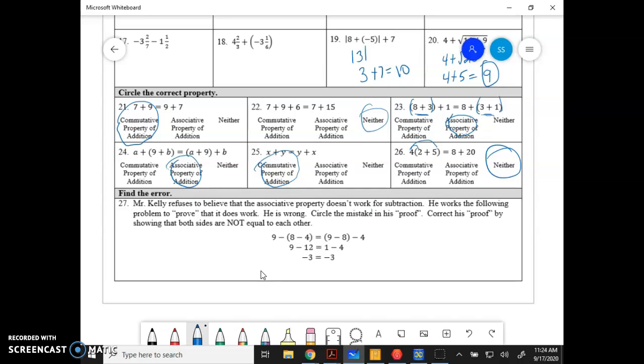And 27, Mr. Kelly refuses to believe that the associative property doesn't work for subtraction. He works the following problem to prove that it does work, but he is wrong. Circle the mistake in his proof. Correct his proof by showing that both sides are not equal. All right, let's see. What's the mistake here? 9 minus, parentheses 8 minus 4. All right, looks like this is the problem right here. 8 minus 4 does not equal -12. That's your problem.